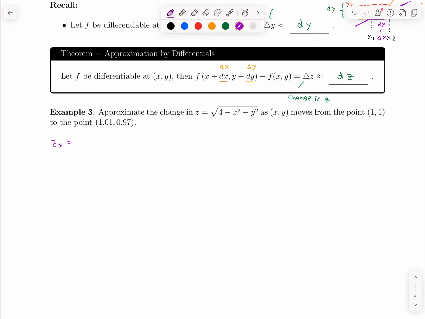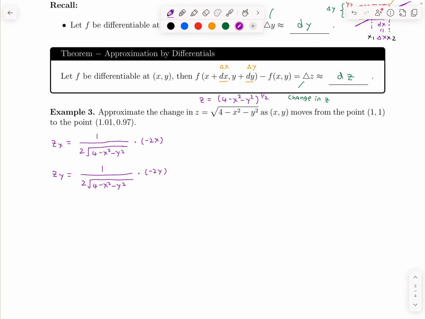Now again, if you want to evaluate this, you can think of this as 4 minus x squared minus y squared to the 1/2 and then apply the power rule, okay? So that's why we have 1 over 2 times the square root of 4 minus x squared minus y squared, and then multiply by negative 2x because of the chain rule. And your z sub y is the same, 1 over 2 times the square root of 4 minus x squared minus y squared times negative 2y because of the chain rule.